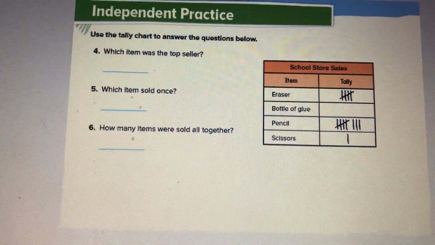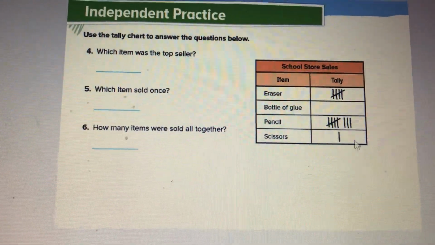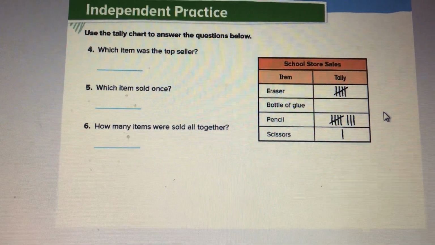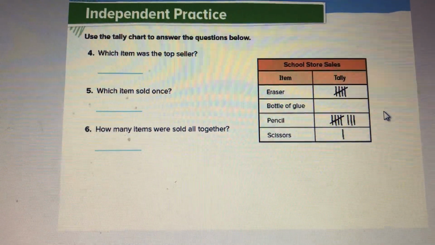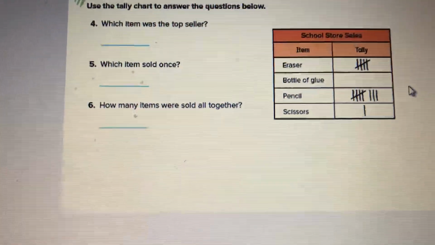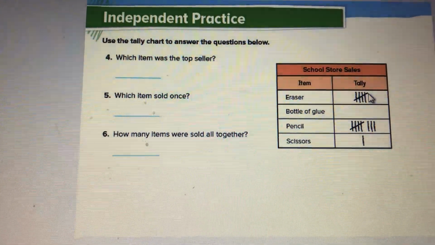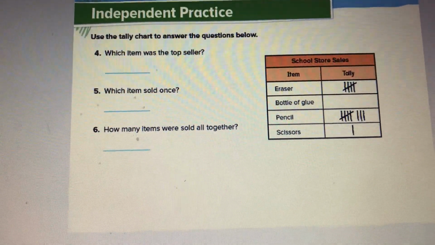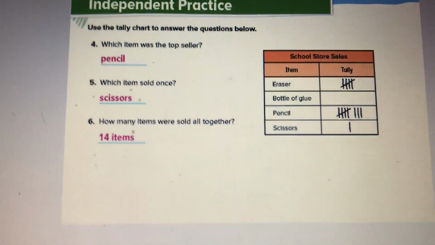All right, use the tally chart to answer the questions below. Which item was the top seller? Well, I can easily look at this and see which one has the most tally marks. Which items sold one time, and how many items were sold altogether? When we say altogether, you're going to need to add all of these tally marks up. So pause the video, see if you can do it on your own, and then check your answer. Okay, hopefully you came up with that.